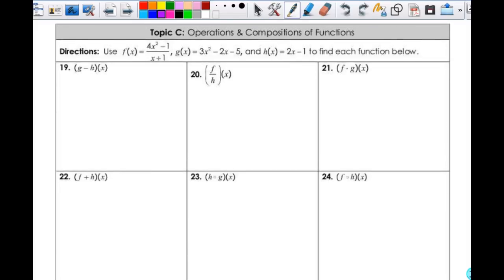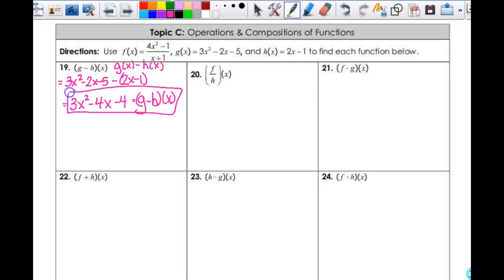All right, so we're going to do operations and compositions of functions. g minus h of x is the same thing as g of x minus h of x. So g of x is equal to 3x squared minus 2x minus 5 minus h of x, which is 2x minus 1. This has to be in parentheses because you're subtracting the whole thing. So then this gives me 3x squared minus 4x, because negative 2x minus 2x, and then minus a negative 1 is plus 1, so that'd be minus 4. And that equals g minus h of x.